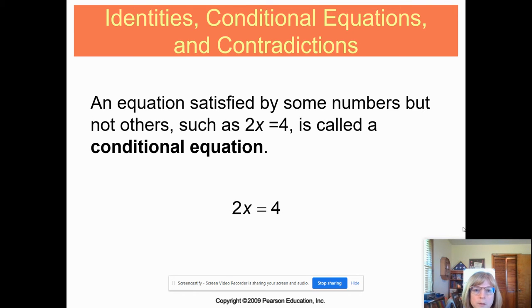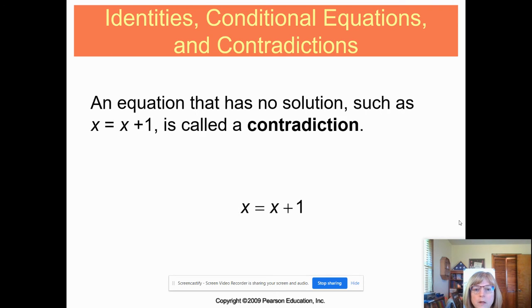A conditional equation is one where you solve and you get a value for x. X is equal to some value, so we call that a condition. This equation is true on the condition that x equals a particular value.